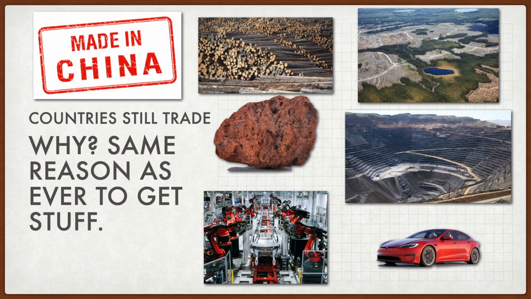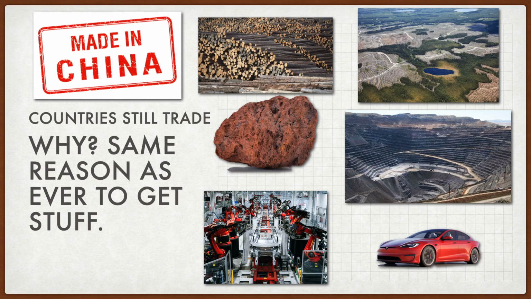Countries still need to trade. Why? Well, we still want stuff that we can't necessarily get. So some countries have lots of trees and ores, like Canada. Canada has lots of mines and lots of trees and natural resources. And so we can cut these things down, mine it out, and send it to other people, and they'll pay us money for it.